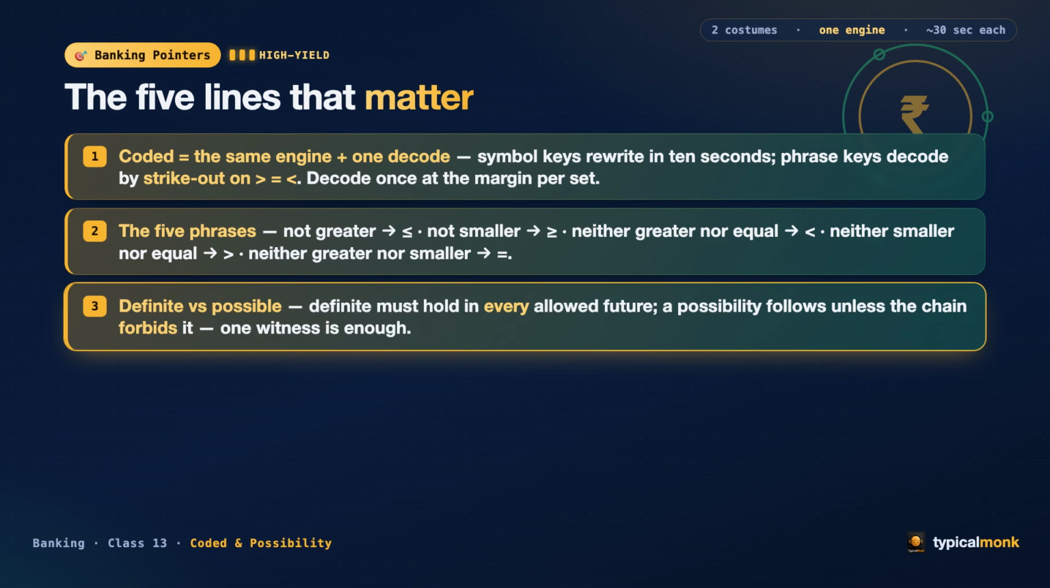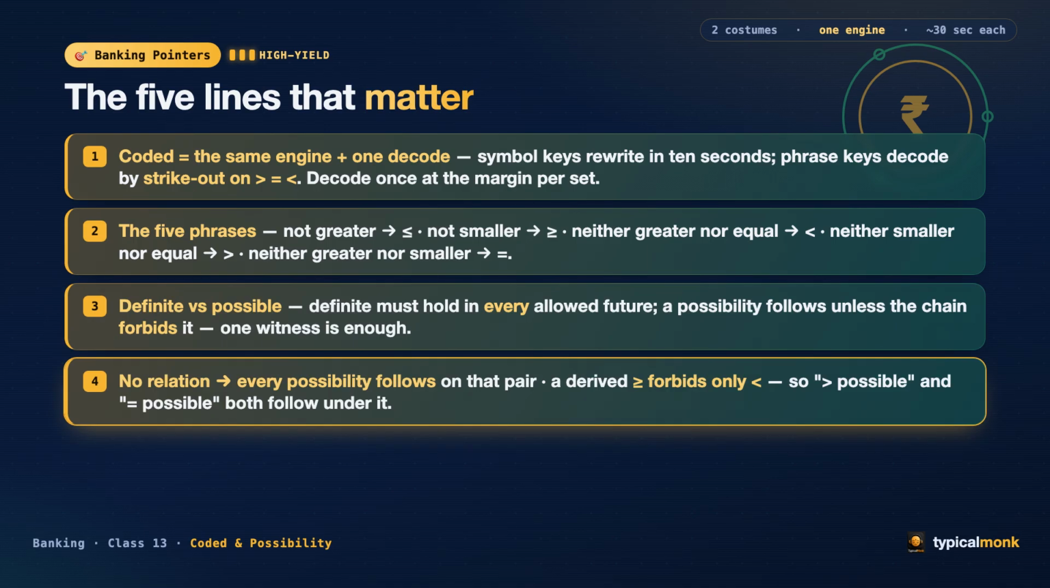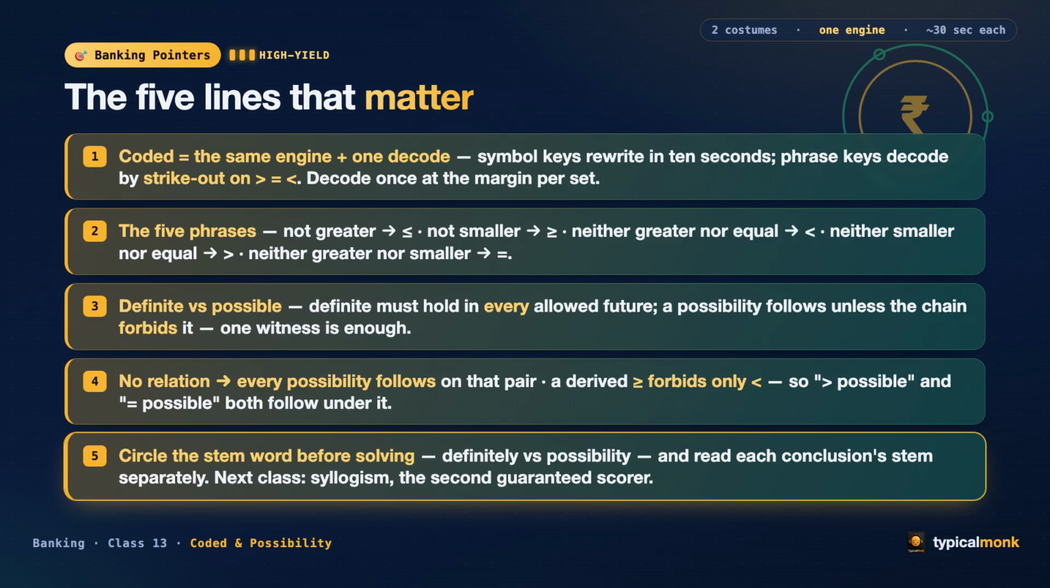3. Definite versus possible. Definite must hold in every allowed future. A possibility follows unless the chain forbids it. One witness is enough. 4. No relation. Then every possibility on that pair follows. And a derived greater than or equal to forbids only less than. So beneath it, greater than possible follows, and equal possible follows too. 5. Circle the stem word before solving, definitely versus possibility, and read each conclusion stem separately. Next class, syllogism, the second guaranteed scorer.